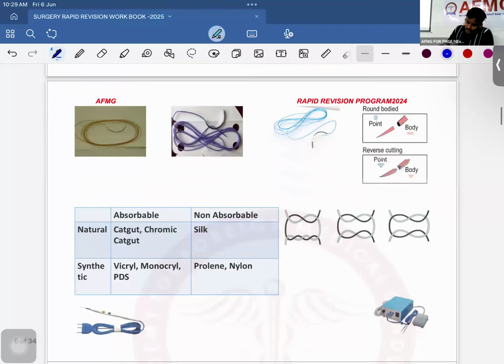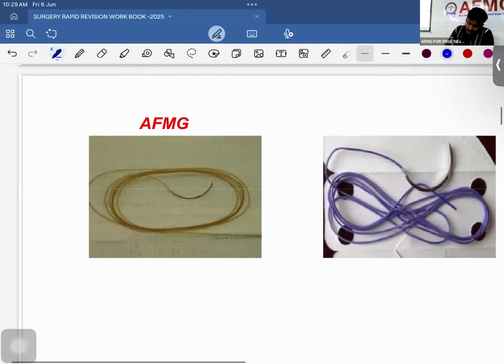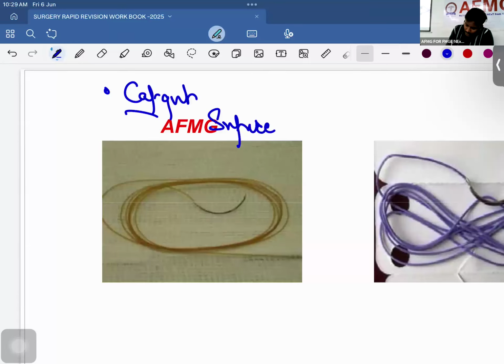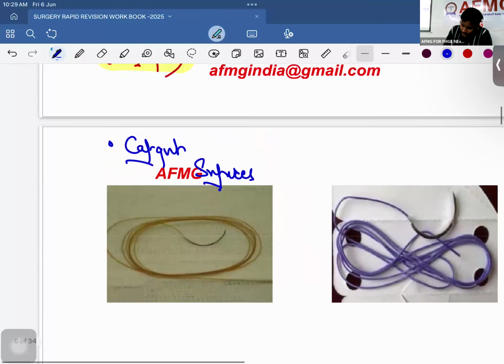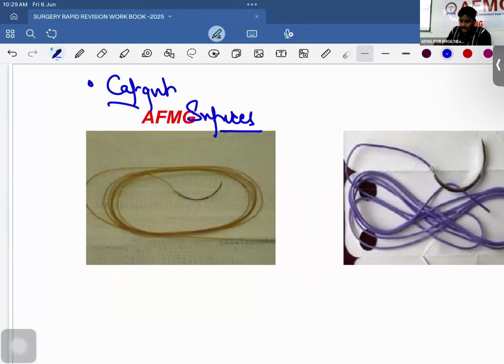Okay? Now important, if I talk about this, let's talk about sutures. The first suture is known as catgut suture. Now when I talk about a catgut suture, beta, please tell me, is catgut suture an absorbable suture or a non-absorbable suture? So we know catgut sutures are going to be absorbable sutures, beta. Second, are they natural or synthetic? Natural suture.